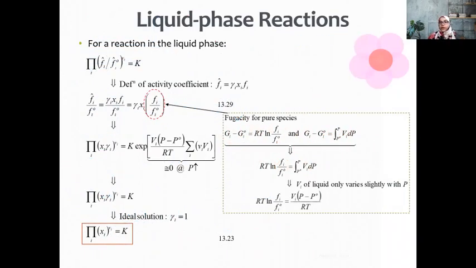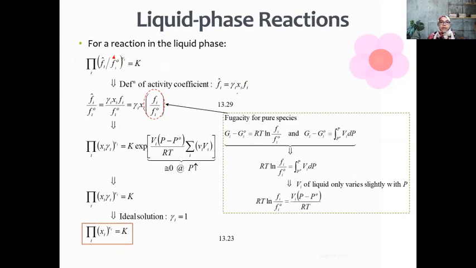Okay, for a reaction in the liquid phase, the expression is the product of the fugacity of the species in the solution over its standard state, to the power of the stoichiometric number, equal to the equilibrium constant. We know that the fugacity of the species in the solution is equal to its activity coefficient times the mole fraction and also the fugacity of the species.